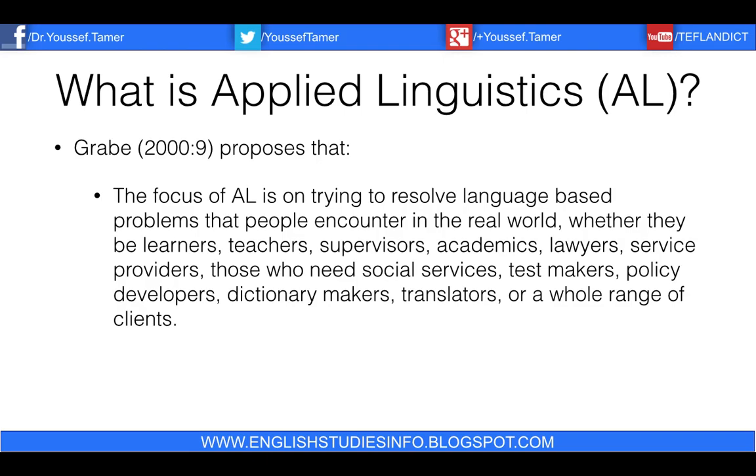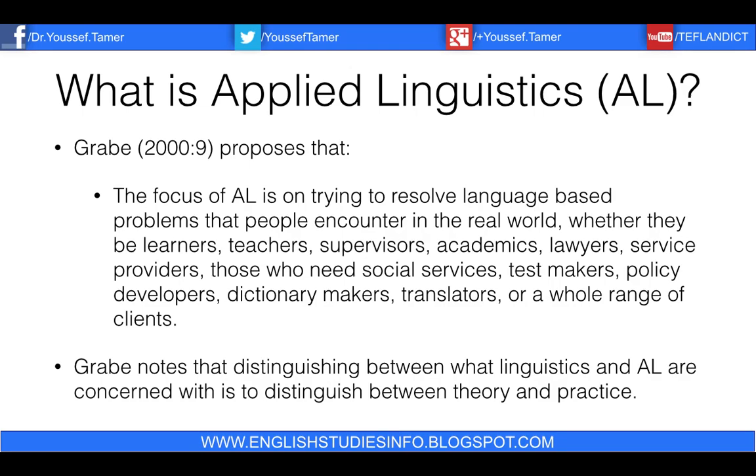So this is another definition, and as you can see, there is the repetition of one thing. Yes, this is solving problems related to language that people encounter in the real world. Grabe notes that distinguishing between what linguistics and applied linguistics are concerned with is to distinguish between theory and practice. Core linguistics and applied linguistics: two things, theory and practice. In applied linguistics, we focus more on the practice, how language is used, how language is learned, and how language is taught. Okay?